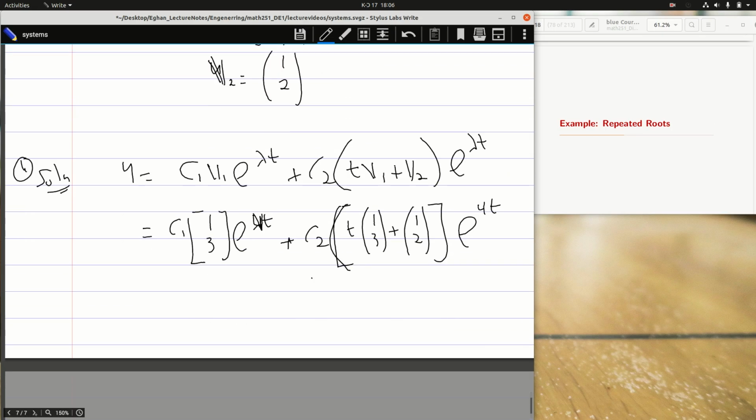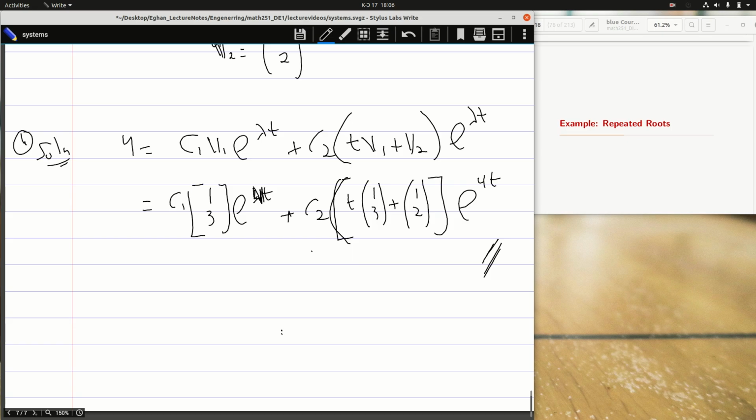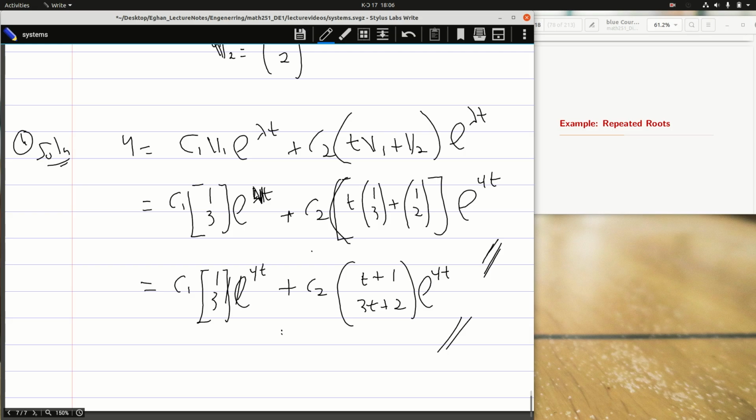You can leave your answer this way. You can go ahead and then simplify. Assuming I want to still simplify this, I have this term c2, that'll be t plus 1, 3t plus 2, e to the 4t. So this is my answer for the repeated root.